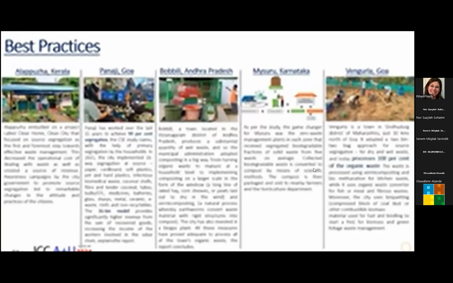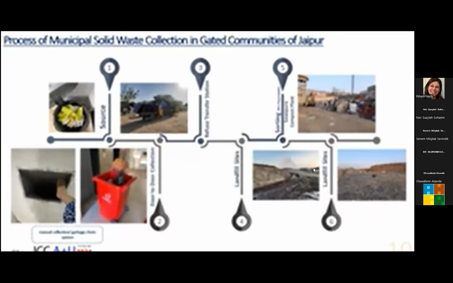Coming to the process of municipal solid waste collection in these gated communities, the waste is first collected at the source, either by the municipal waste worker or through a garbage chute system. This waste is then taken by the waste vehicle to the refuse transfer station, where it is compacted and then transferred to the landfill sites. At the landfill sites, there is a sorting process, from where the organic waste goes to the compost plant and the non-organic waste goes to the landfill site.